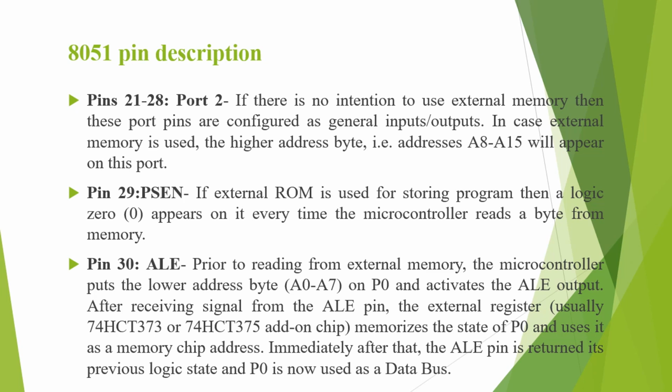Pin 30 ALE, address latch enable. Prior to reading from external memory, the microcontroller will put the lower address byte A0 to A7 on P0 and activate the ALE output. After receiving the signal from the ALE pin, the external register memorizes the state of P0 and uses it as a memory chip address. Immediately after that, the ALE pin will return to its previous logic state and P0 will now be used as data bus.